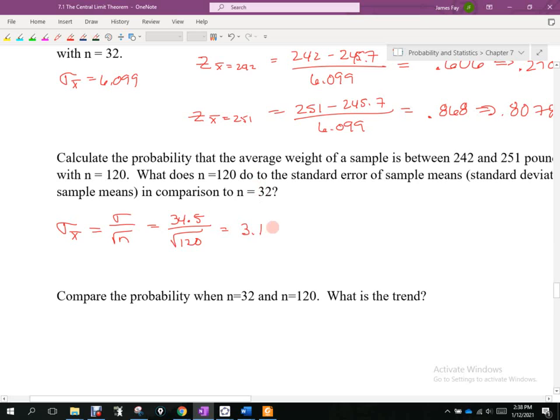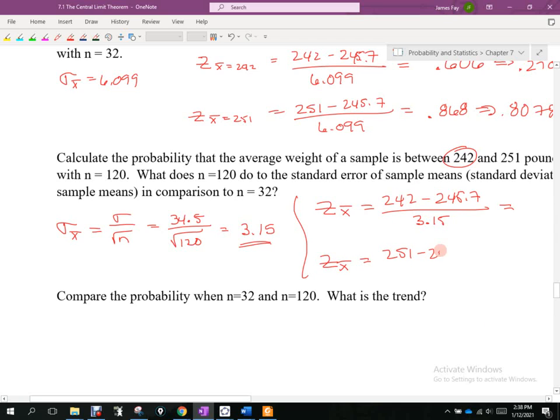And I get 3.15. Okay, so that is now my new standard deviation of the sample means that I'm going to use for my z-score. So when I go z sub x bar, I'm going to go 242 again, so my x bar, minus my mean, which was 245.7, but now let's divide by 3.15 and figure out what that z-score is and the area attached to that. Then you'll do the same thing for the 251. So I'll let you come up with those values and find those probabilities, and then we'll come back together.